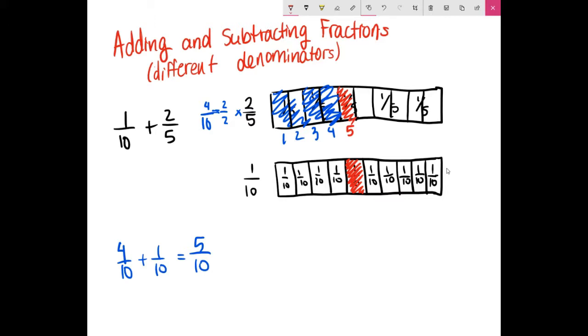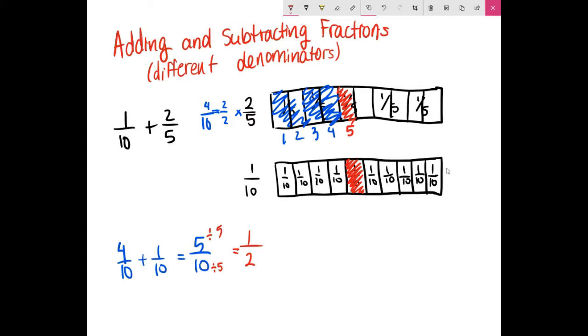Can we reduce this fraction, 5/10? I think we can. I see 5 in the numerator and 10 in the denominator. 5 is a factor of 10, so we can divide 5 by 5 and divide 10 by 5. 5 divided by 5 is 1. 10 divided by 5 is 2.